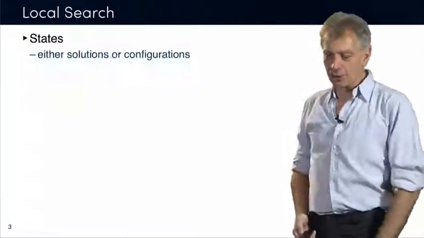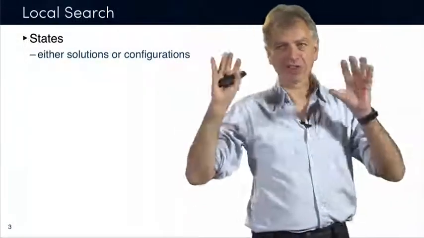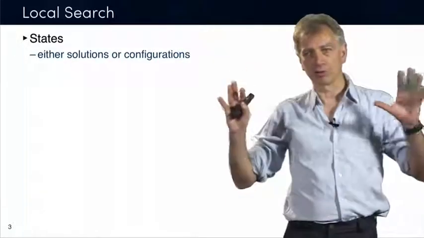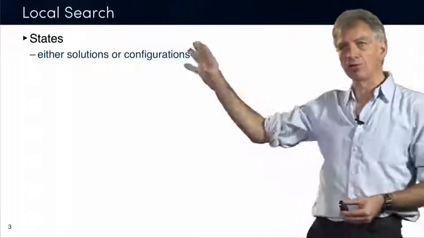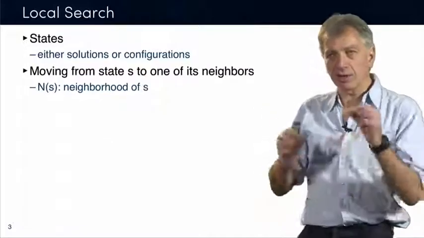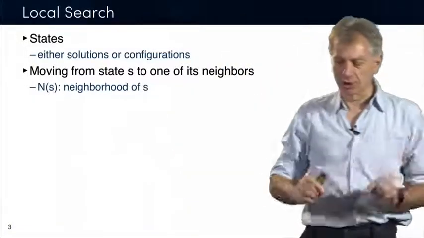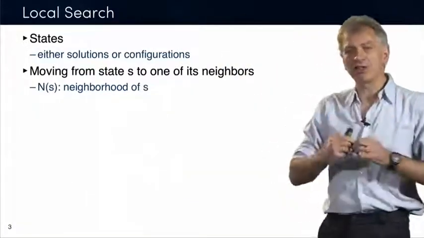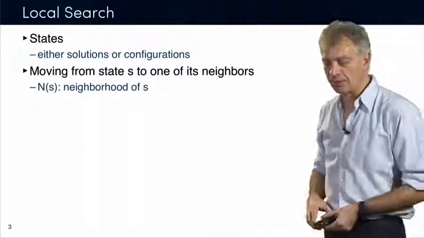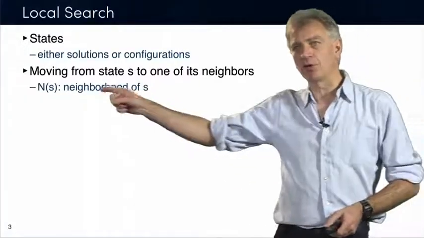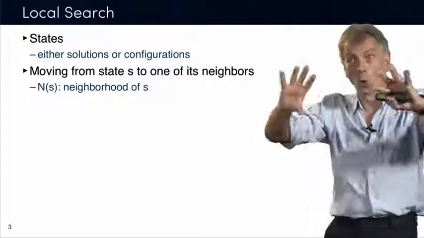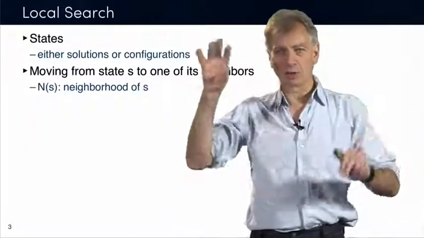Remember, local search works with states. At any point we are in a state. It's either a solution, if we only explore feasible configurations, or it's a configuration where there may be violations, where some of the constraints are violated. Now, the local search is going to move from state to state. From one state, you can only move to a subset of states, which is called the neighborhood of that particular state. We're going to use the function N(S) to denote the neighborhood of state S. That's all the other states that you can reach when you are at S.